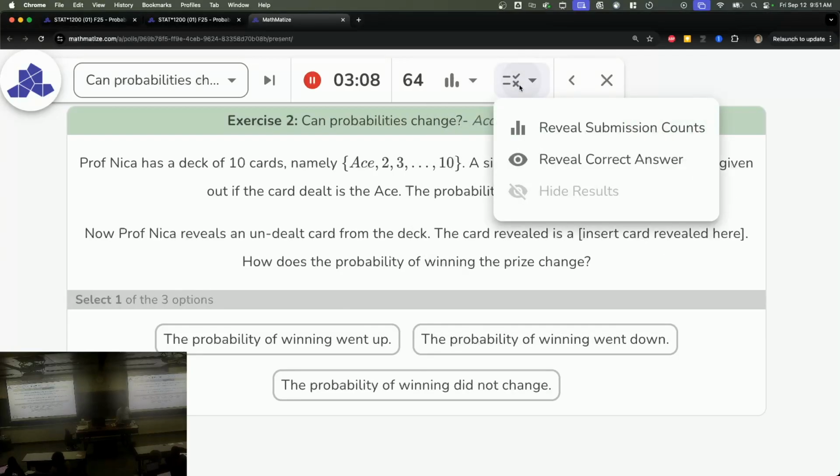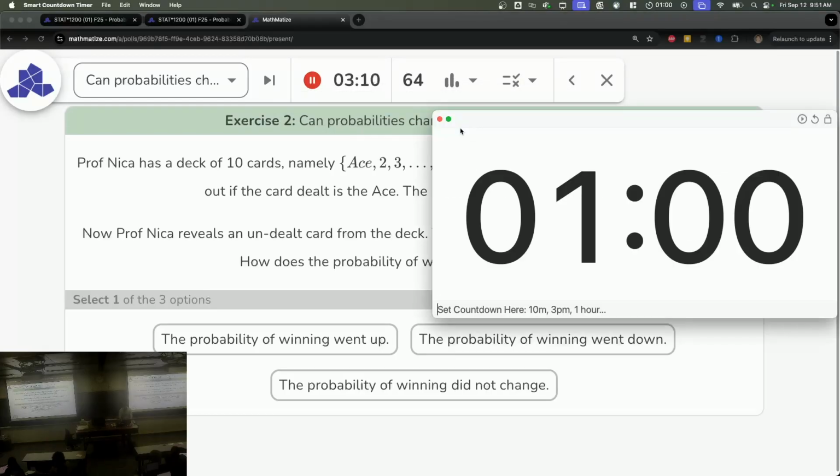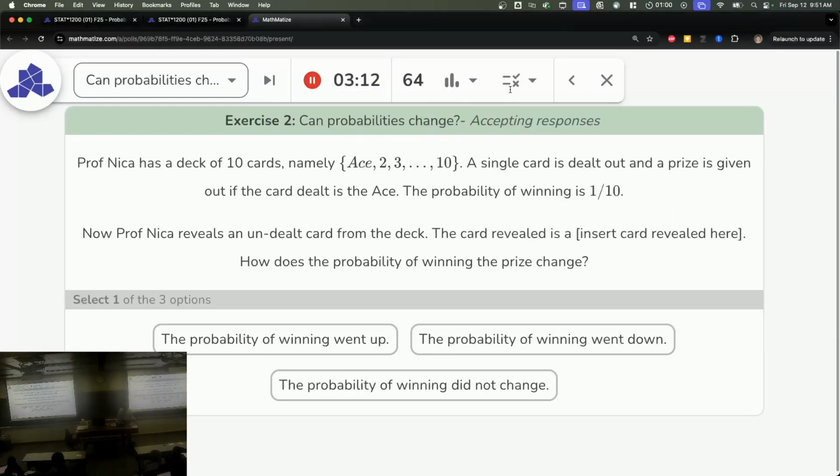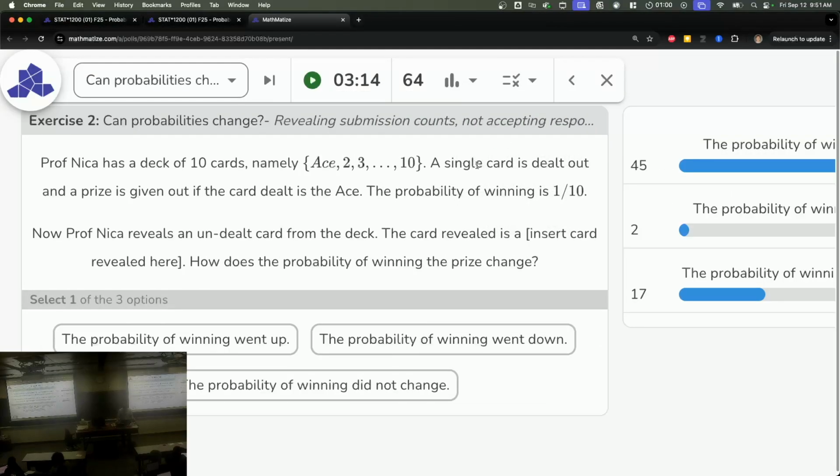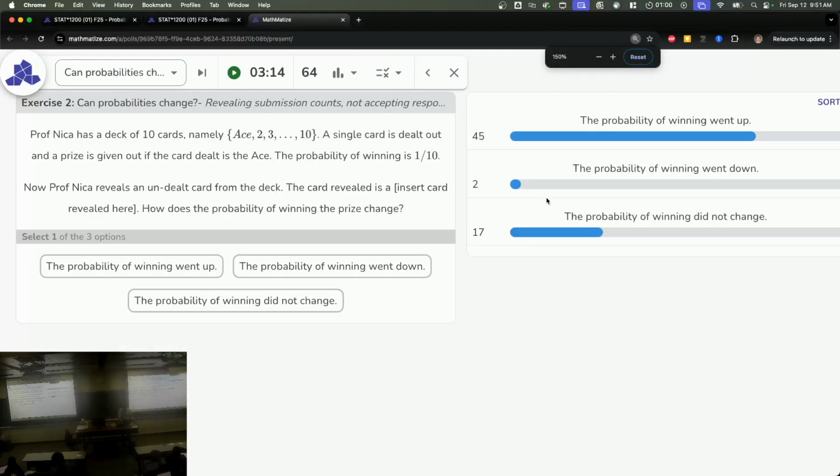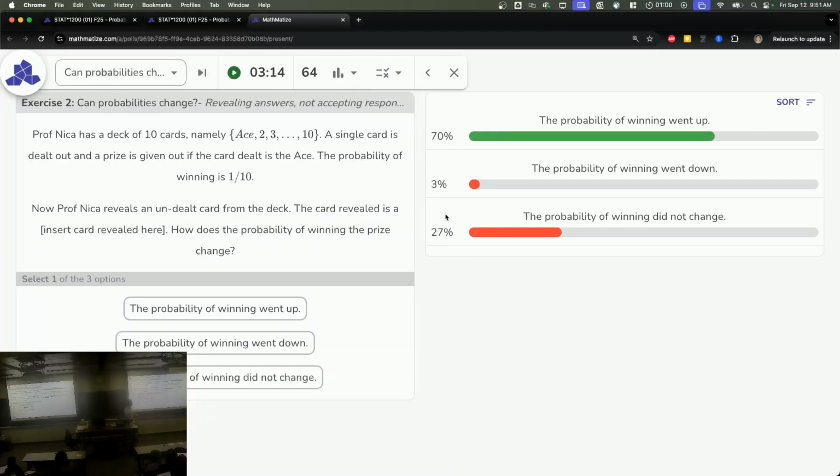OK, let's see. What did you say? Reveal counts. OK, so this is, I think, the most tempting option. How could the probability change, right? In probability class, you calculate the answer. How could the answer change? Well, the answer did change. And indeed, most people have figured it out here. The probability went up. So that is the correct answer.